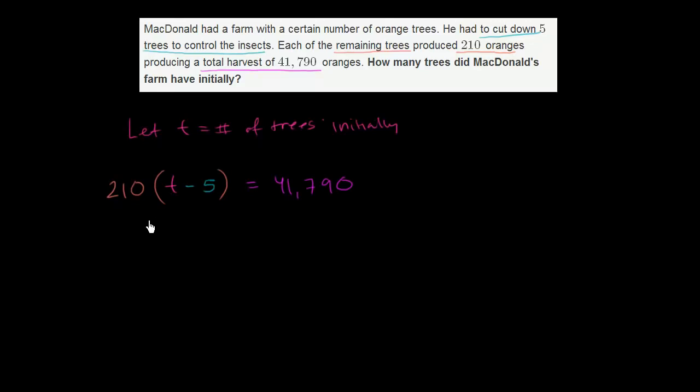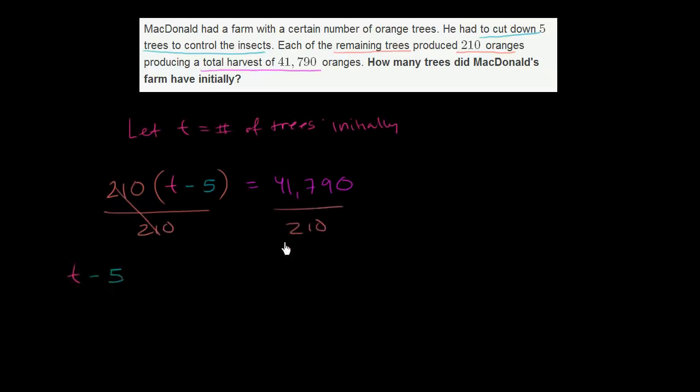So the first thing I would do here is, well, I'm multiplying this expression by 210, so why don't I just divide both sides of this by 210? There's many ways that you could do this. You could distribute the 210 and go in another direction. Actually, I will do it both ways, just to show that you could. So the first way, I'm going to divide both sides by 210. The left-hand side simplifies to T minus 5.